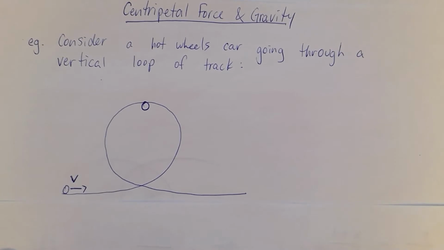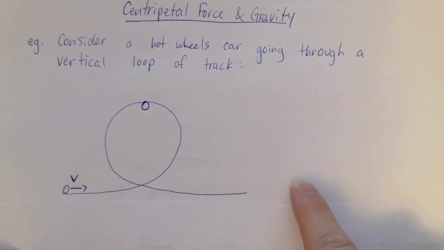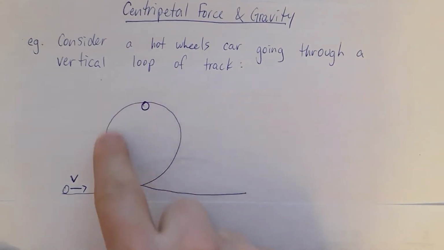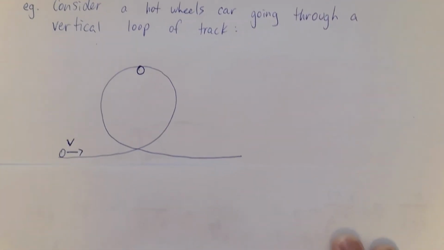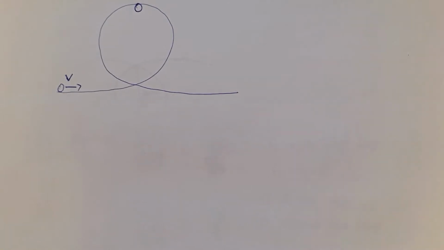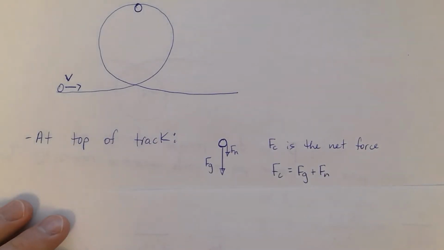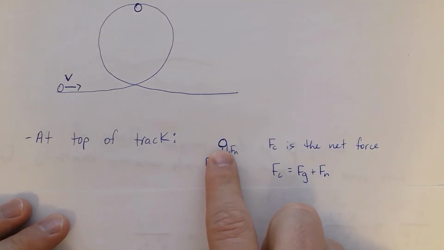My car is just a circle. You know me. So here's my car. It's got some kind of speed, and it's going to go through the vertical loop like this. Okay? I want to focus in on the most interesting part of the track, which is when the car's at the very top of the loop.